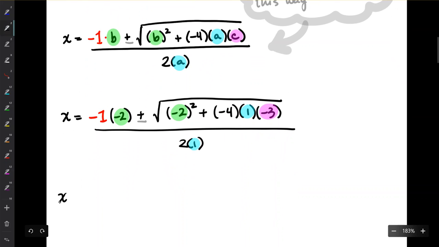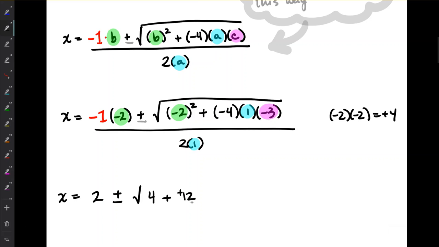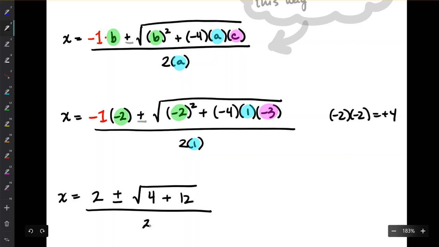So we've got -1 times a -2 is +2, plus or minus -2 squared is a -2 times a -2, which is a +4. The number that goes here will always be positive because something squared is positive. And then we're going to add -4 times 1 is a -4 times a -3. That's a +12. We're adding +12. In other words, we're just adding 12. Divided by 2 times 1, which is 2.